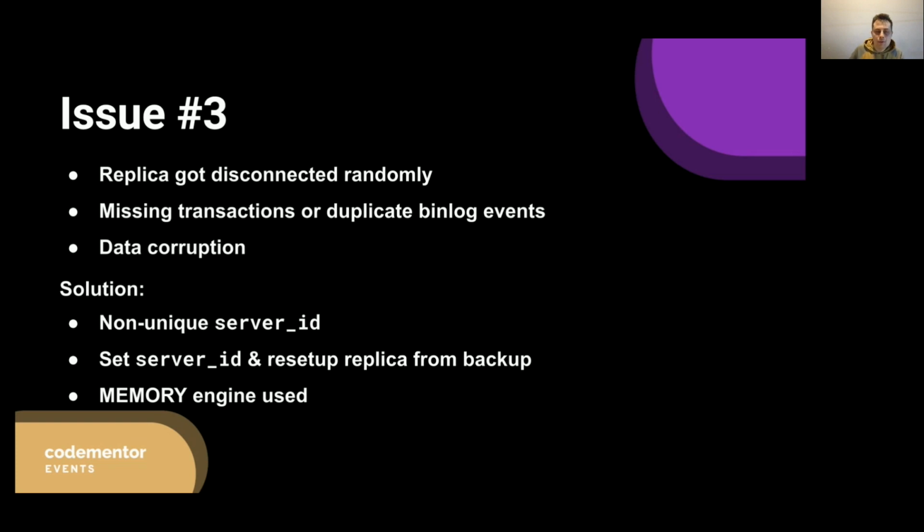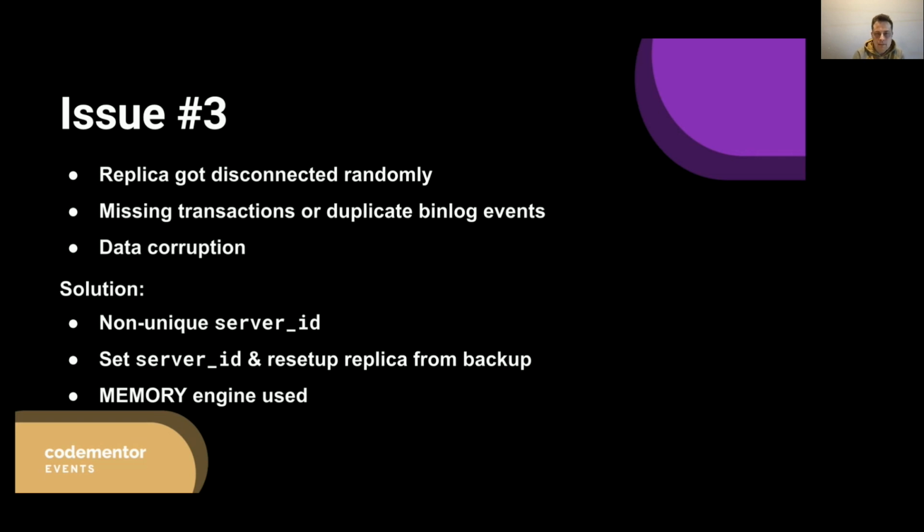Third issue is also quite interesting. The symptoms are that the replica gets disconnected randomly. Some transactions on the slave are absent, or some events are duplicated. It can lead to data corruption, in terms of MySQL complaining that some rows don't exist, or primary key duplicates, or something like this. It's a lot of crazy things.